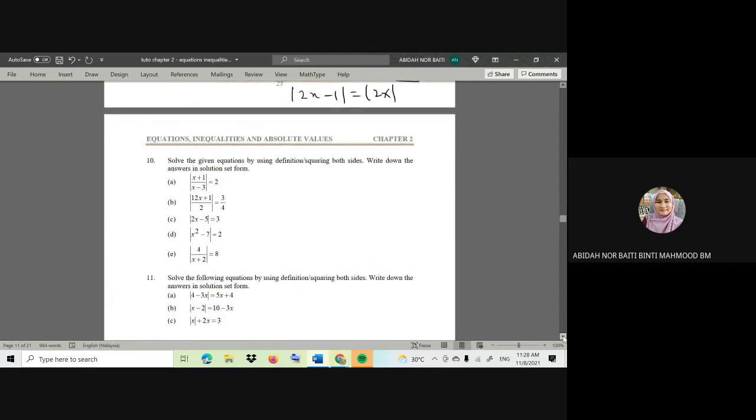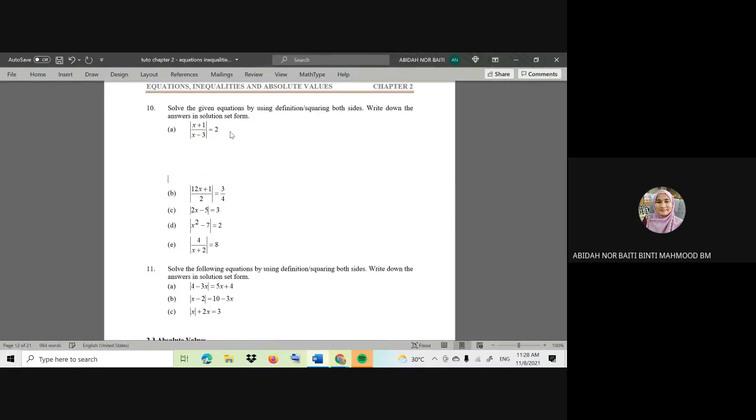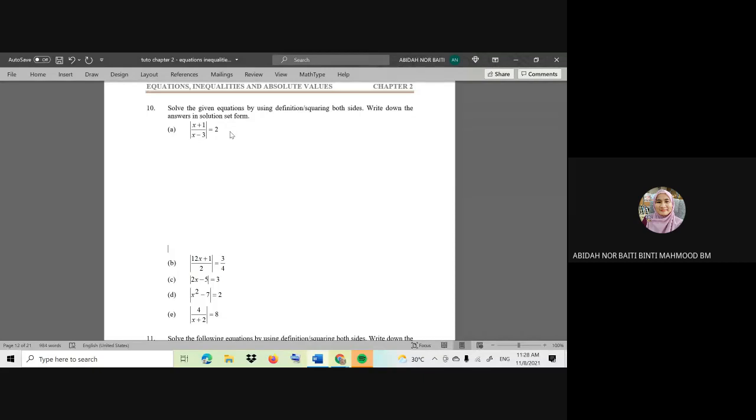Okay, for number 10, ni dia kata we can use definition or squaring both sides. Write your answer in solution set. For question 10A, kita pakai definition dulu ya. Definition tadi dia ada apa? Positive and negative kan. So x plus 1 over x minus 3 equals to positive 2 or x plus 1 over x minus 3 equals to negative 2. Ni basic definition lah. Satu positif, satu negatif. Macam saya tunjuk tadi lah.